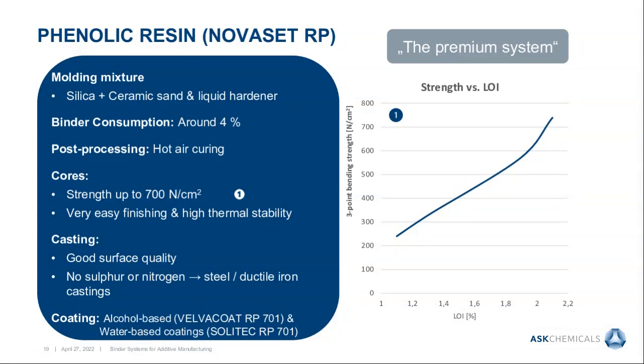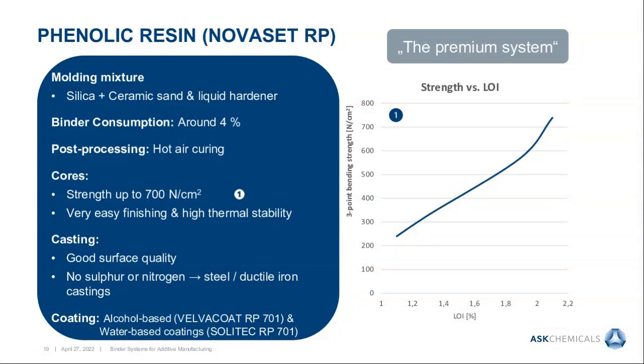In contrast to Ascoran 3D, NovaSet RP has very easy finishing. So there is no need for extensive mechanical finishing of the cores. And the cores, after curing, provide a very high thermal stability in casting.